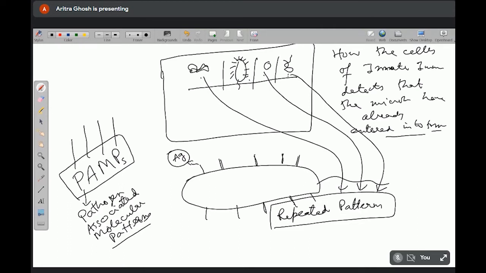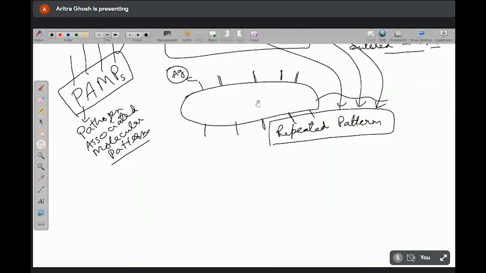Now there is something in the host cell which detects these pathogen associated molecular patterns. What is that? Can anyone say? It is common. Anyone? Are you hearing me? Sir, please repeat the question. Yes.